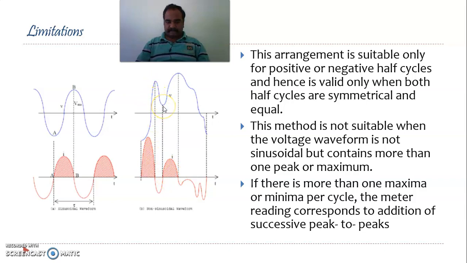So whenever you experience a downfall of the voltage, the applied voltage, then automatically what happens? The capacitor current will be negative if you carefully observe. So, if there is more than one maxima in your applied signal, then the meter corresponds to the addition of the successive peaks. This one is observed when you are measuring.